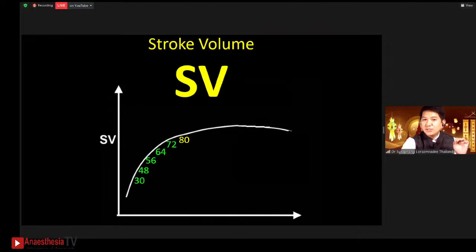So we are starting to almost stop. But 80 to 84 is less than 10%. We should stop fluid loading. This is the trick to use during the open chest. And plus, if we have the stroke volume variation, it can show like this.